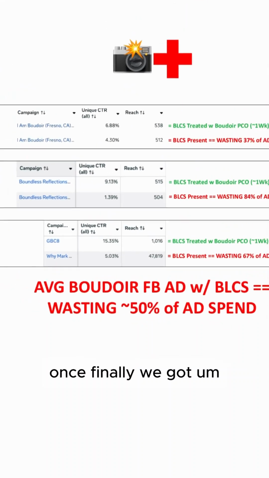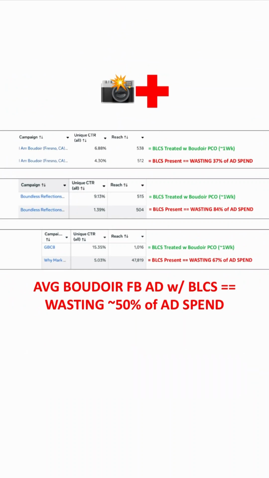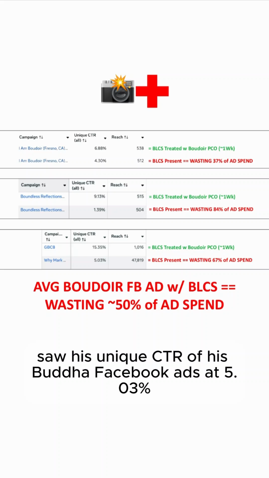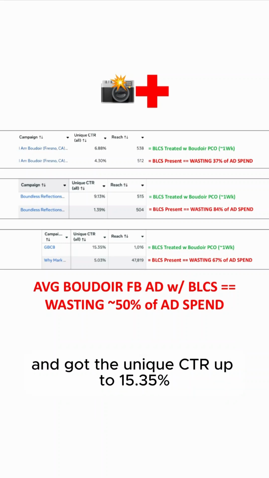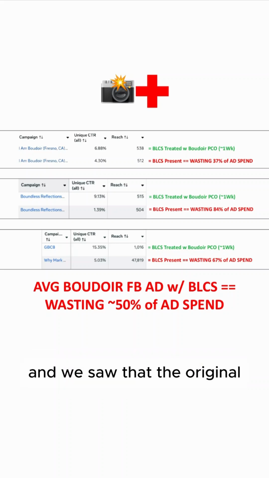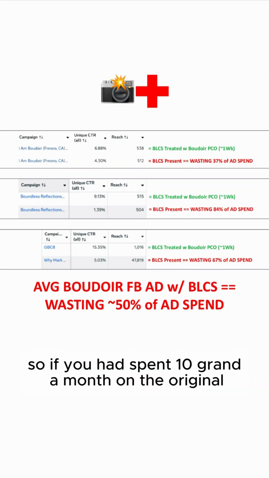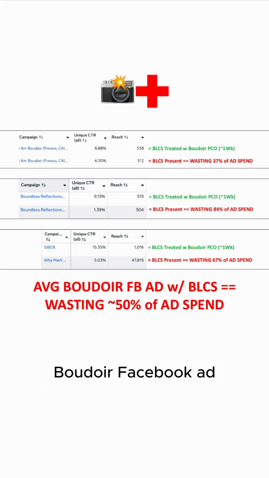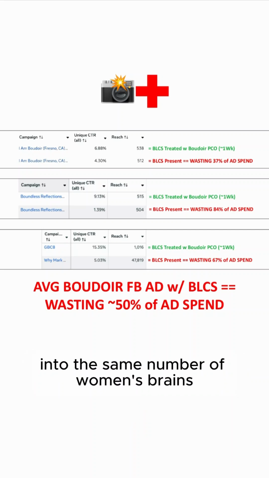Finally, we had a patient come in at my hospital who saw the unique CTR of his Boudoir Facebook ad was 5.03%. So we treated it with Boudoir Pico. It took about a week, and we got the unique CTR up to 15.35%. And we saw that the original was wasting 67% of ad spend. So if he had spent 10 grand a month on the original Boudoir Facebook ad, now he only needs to spend 3.3 grand a month on the Boudoir Pico treated ad in order to get it into the same number of women's brains.